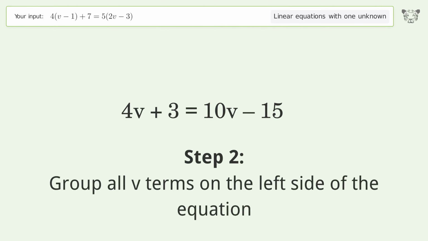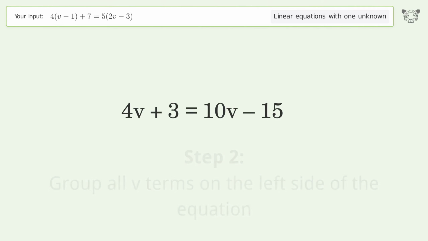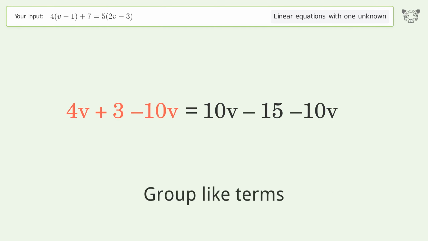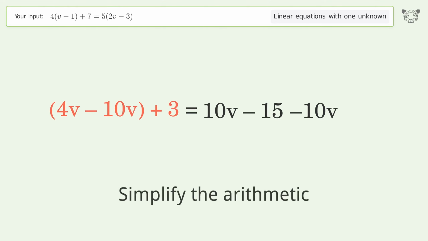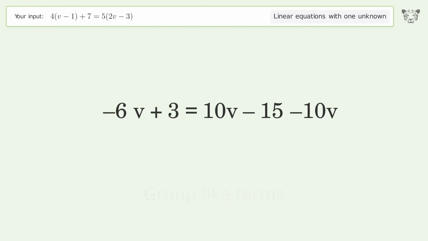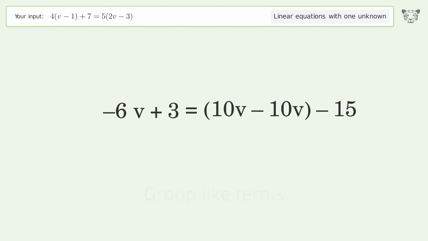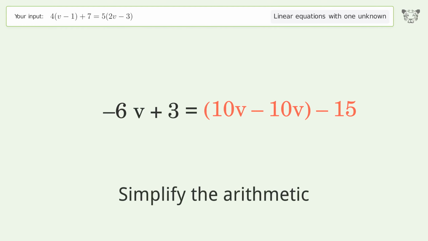Group all v terms on the left side of the equation. Subtract 10v from both sides. Group like terms. Simplify the arithmetic. Group like terms. Simplify the arithmetic.